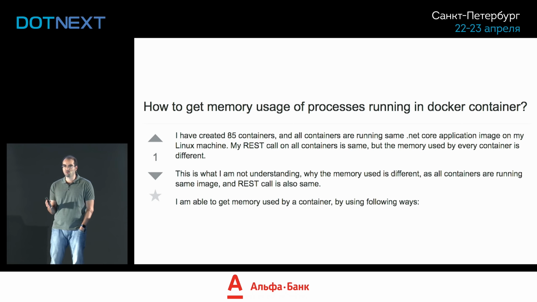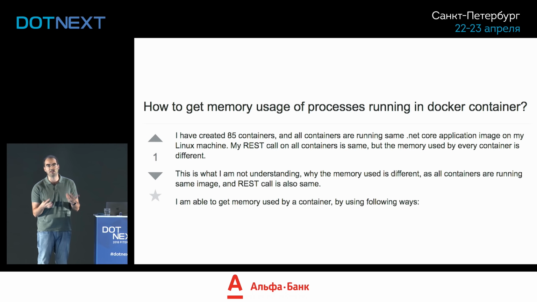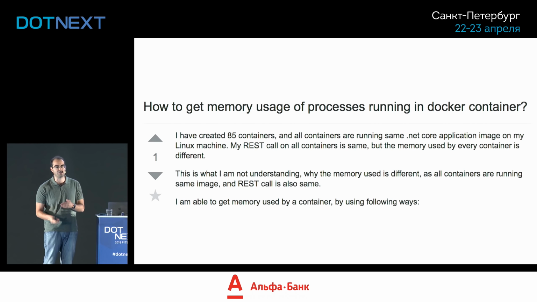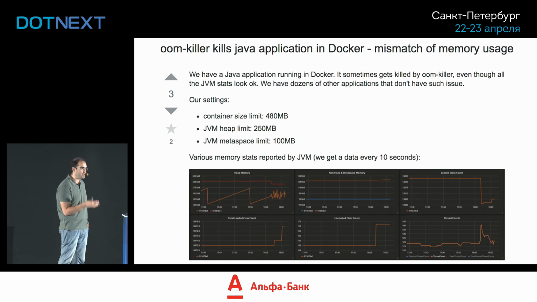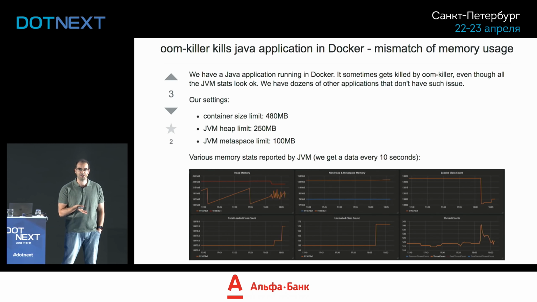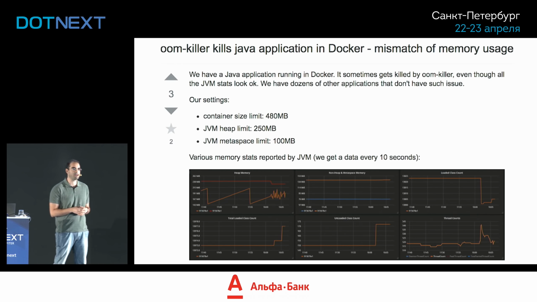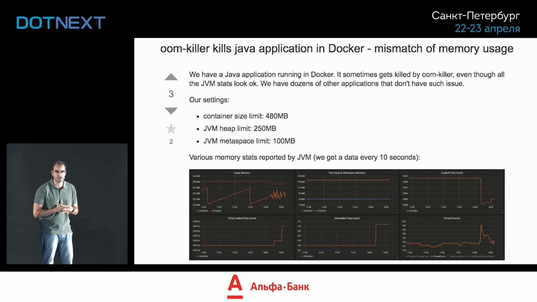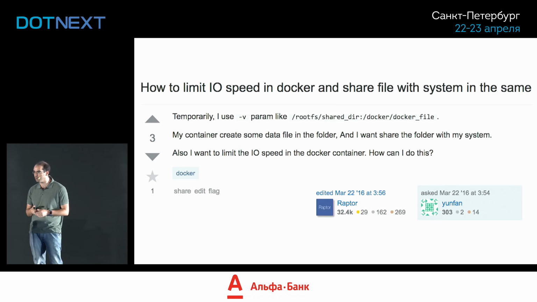How do I get memory usage of processes running in a container? And how do I explain what I'm seeing? Like, why is this high and this low? Why is the out-of-memory killer killing my application? This is specifically for Java, but the same thing will happen to your .NET processes as well. So why is this happening?